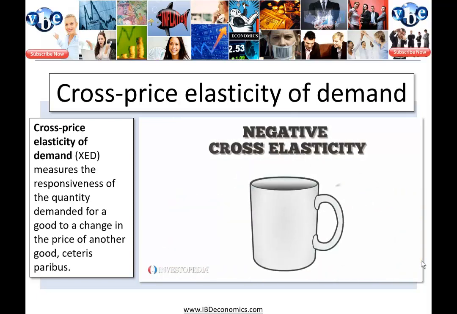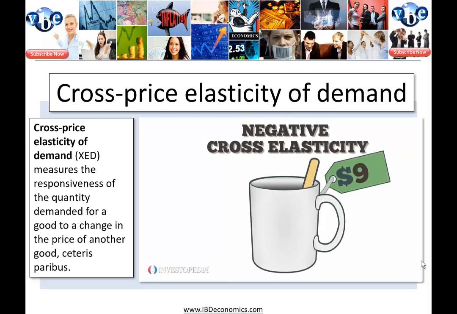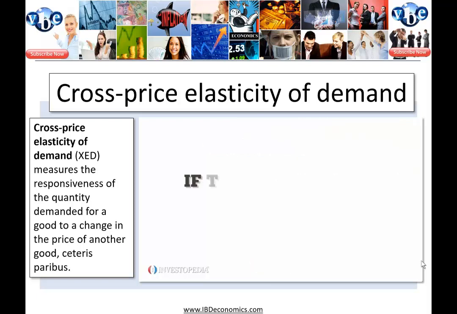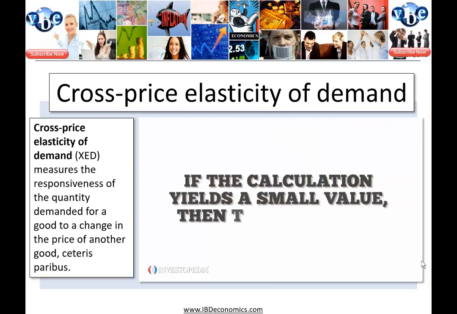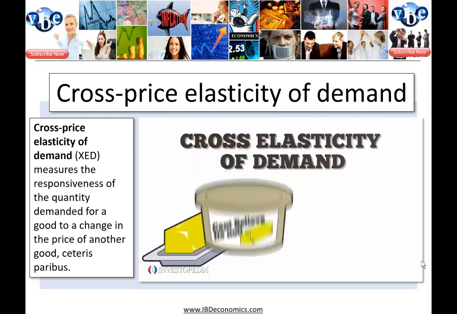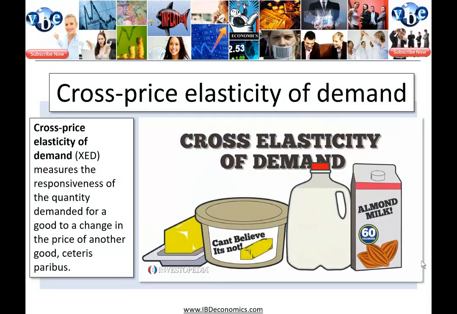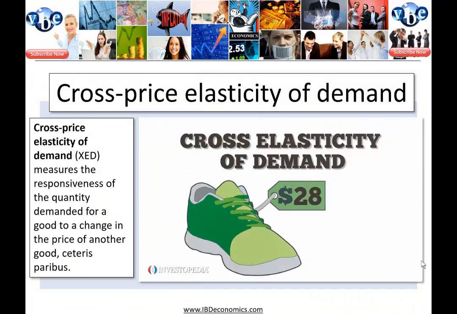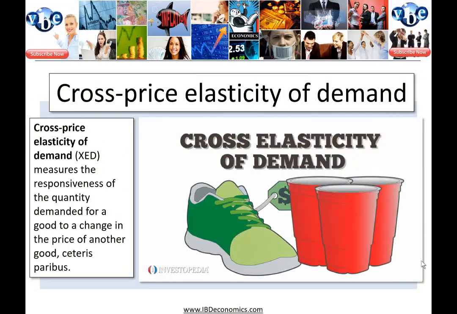Complementary products demonstrate this concept. If the price of coffee increases and everything else stays the same, the quantity demanded for stir sticks will drop too. If the calculation yields a small value, then the two goods have little relation. Cross-elasticity of demand really only applies in situations where the two products or services are related in some way. For instance, an increase in the price of shoes is likely to have little bearing on the demand for plastic cups.